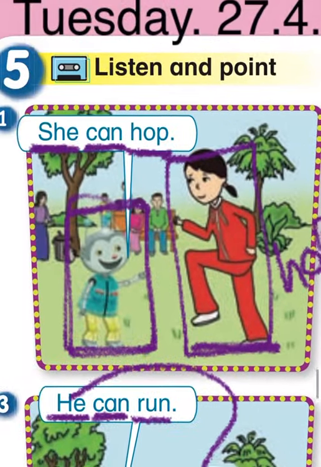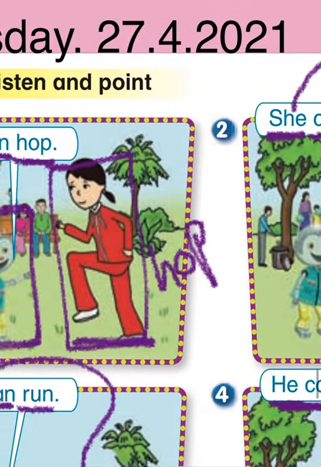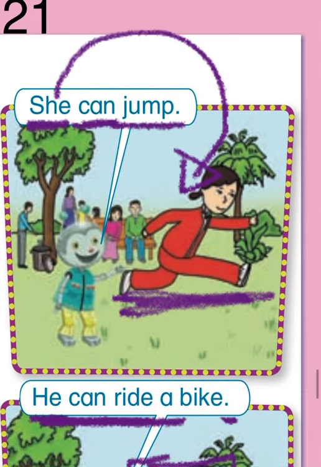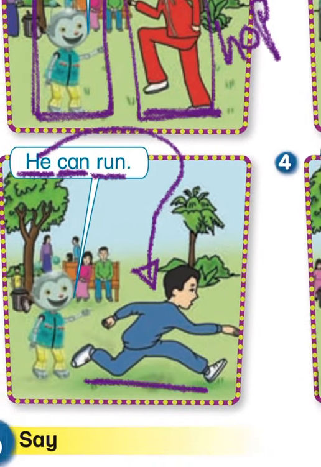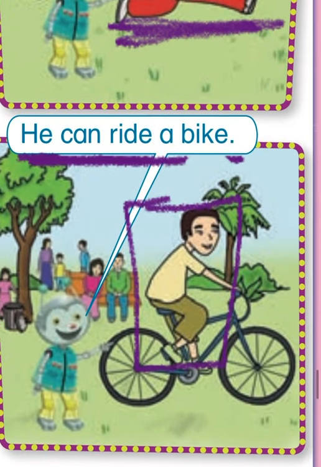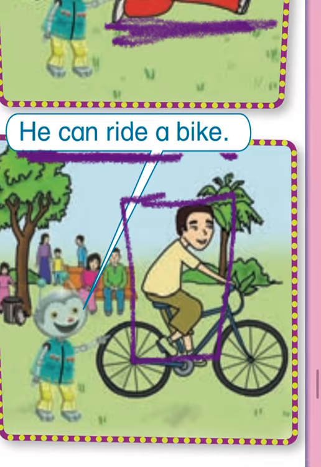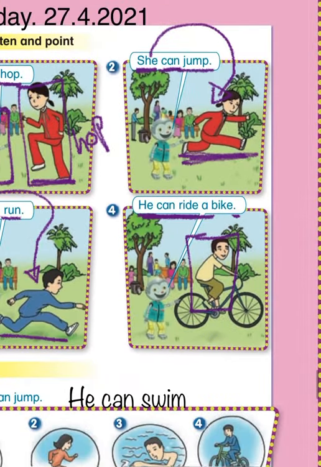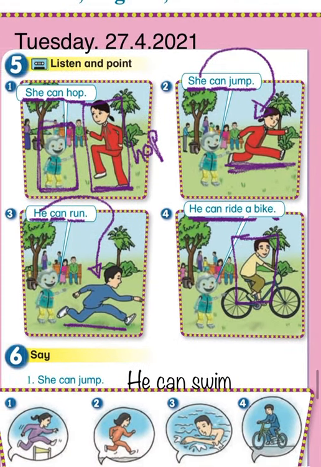Picture number one, she can hop. Picture number two, she can jump. Picture number three, he can run. Picture number four, he can ride a bike. Okay? This is for exercise number five. For a girl, we say she. For a boy, we say he. He can jump. She can jump.